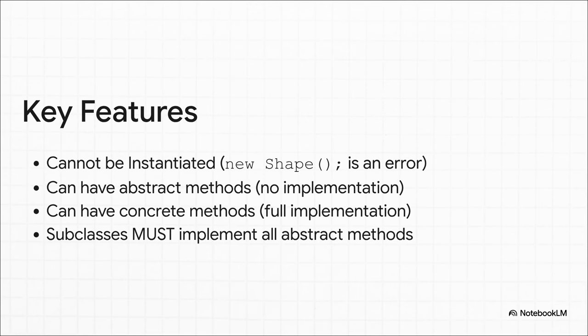And this is where the real magic is. An abstract class can have a mix of methods. You can have abstract methods, which are basically just method names, no code inside. They're like a to-do list. But you can also have concrete methods, which are fully coded and ready to go. Any class that inherits from it, well, it gets all that finished code for free. But it must complete that to-do list and write the code for all the abstract methods.